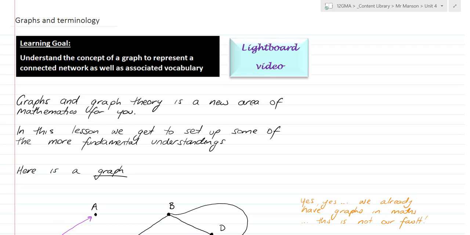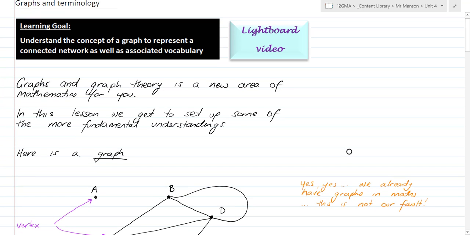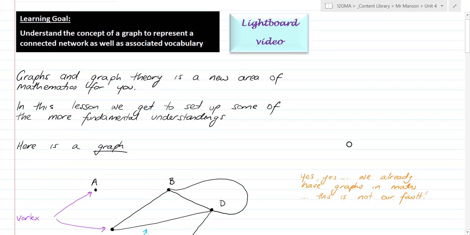Here we go. Graphs, and in particular the terminology. So our learning goal is to understand the concept of a graph and to represent a connected network, as well as the associated vocabulary. And it's a reminder here that there are Lightboard videos, which is going to be just like this, except you can see my face and whatever.